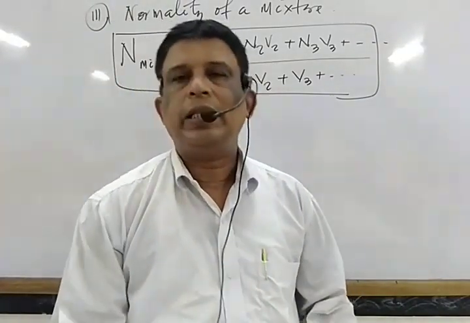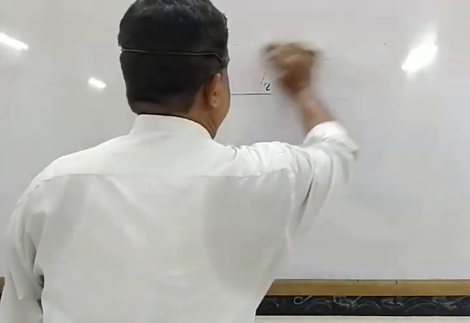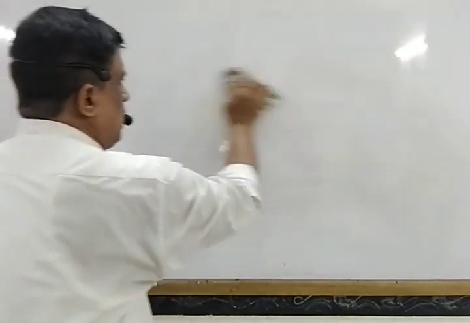Then we apply this concept while solving one or two problems. Mark that if 1 gram equivalent of solute is dissolved in 1 liter of the solution, then we say that it is a one normal solution or 1 N. We know that equivalent mass is equal to atomic mass by valence. If it is an acid, then molecular mass of the acid by basicity. If it is a base, molecular mass by acidity. If it is a salt, molecular mass of the salt divided by total valency of the metal ion. These are the different ways to calculate the equivalent mass of any species.